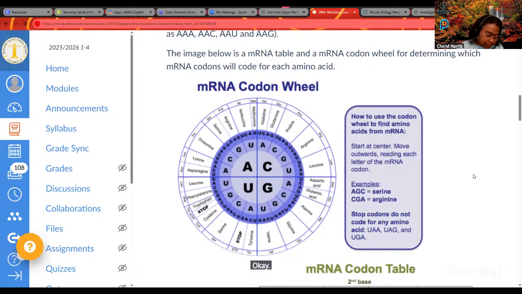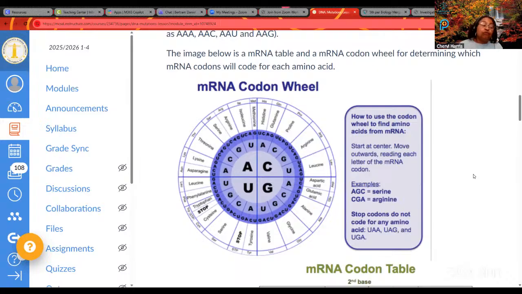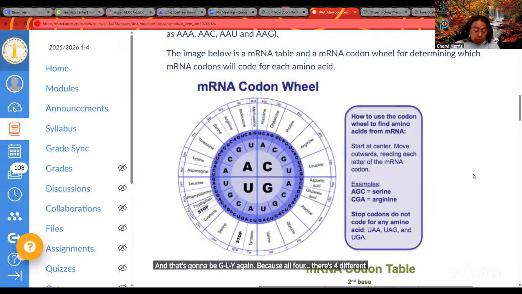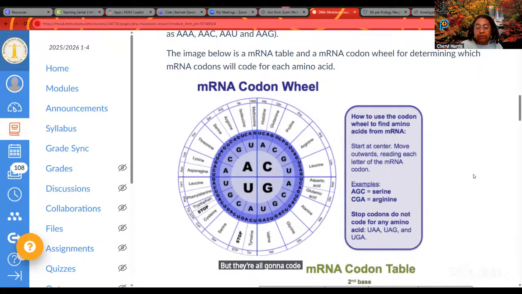Now where are we? All right. So then we have GUG. So again, last row, fourth column, come all the way down to the bottom, and that's going to be GLY again. Because there's 4 different ways to get that amino acid. But they're all going to code for glycine. Wait, isn't that Val? You got G. Isn't it G? Yes, you're right. You're right. It's G. You're so good. Thank you. It's GUG.